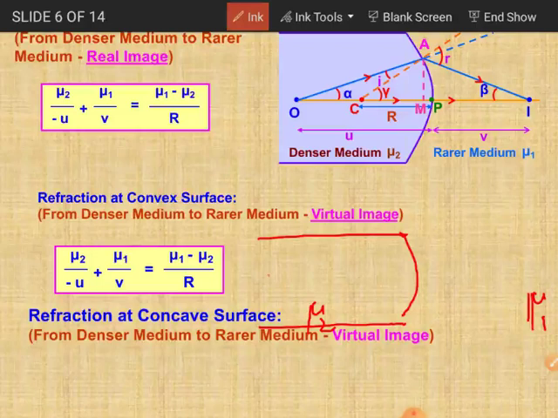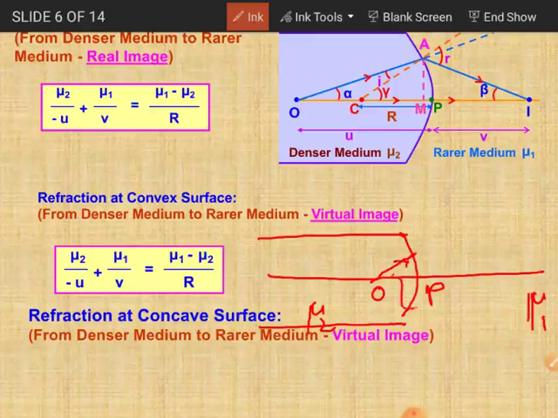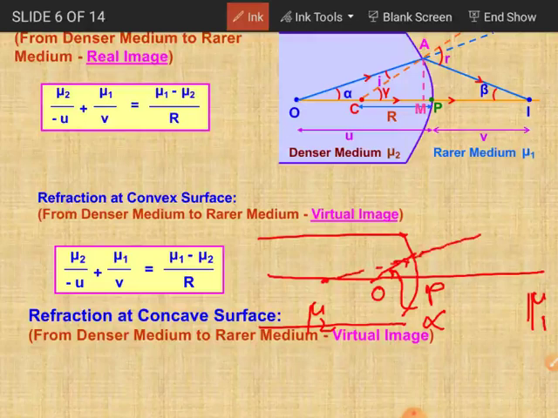Now this is the principal axis. Let's take the pole here, and we need to take the object here at O. This is the incident ray, so this angle will be your angle alpha. Now, as the refraction is from denser medium to rarer medium, the center of curvature is somewhere here, so the normal will be the line like this. The actual incident ray will be in this direction.